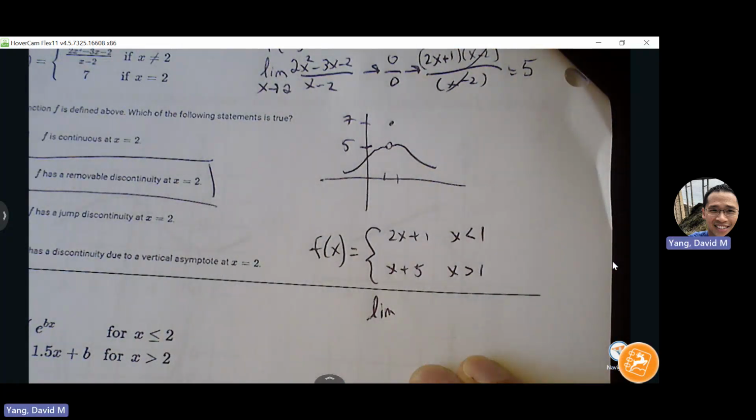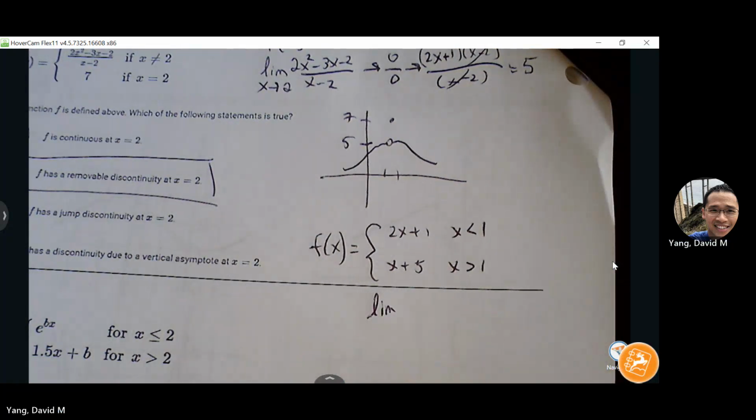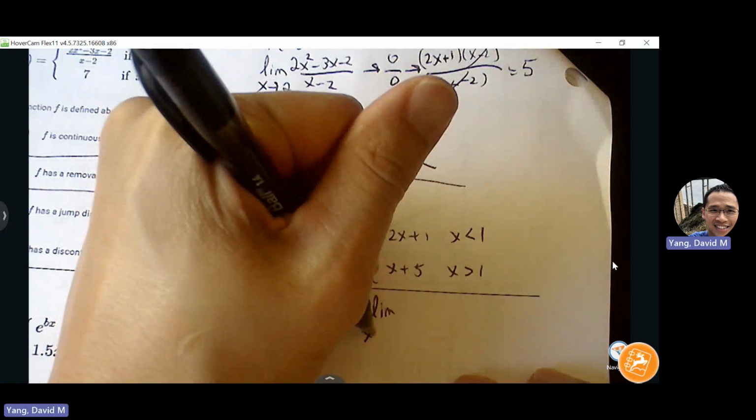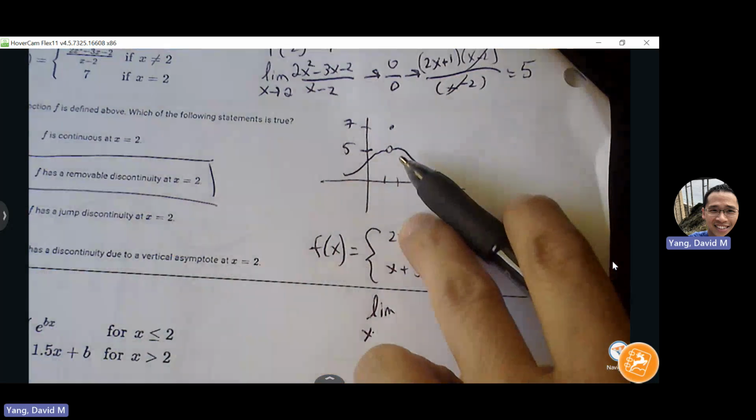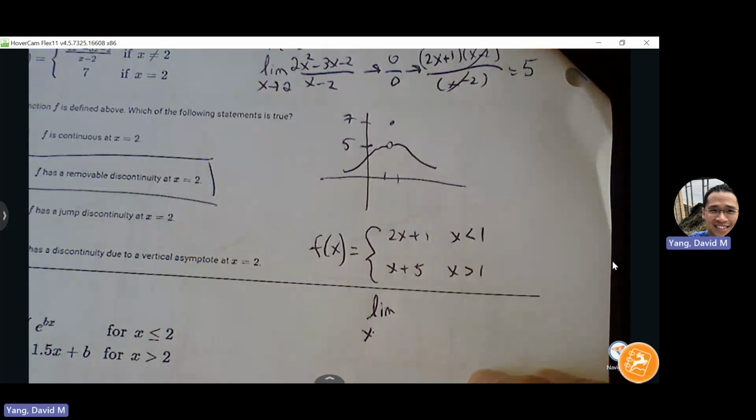Jump is where the limits don't even meet. The graphs don't even meet. Otherwise, if they meet, the limit exists, but the point lives elsewhere.